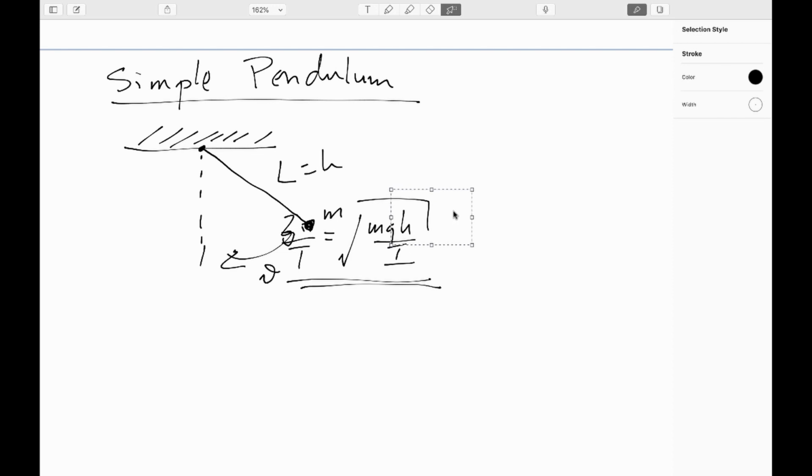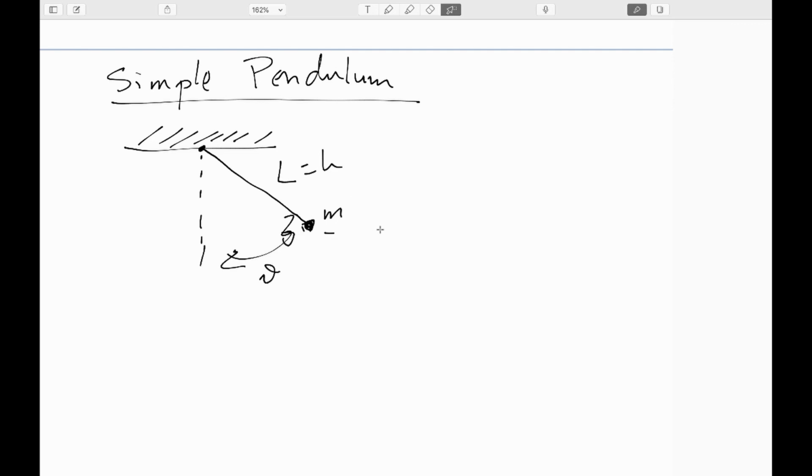Whoops. Doggone it. We could reuse our simple pendulum result if my software wouldn't be glitching on me.